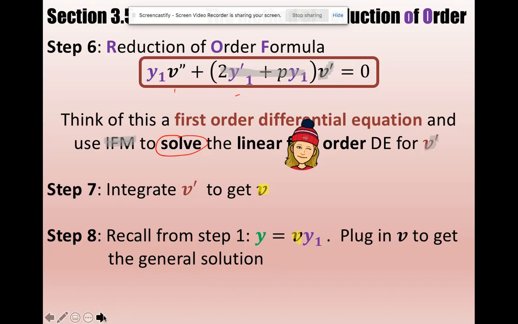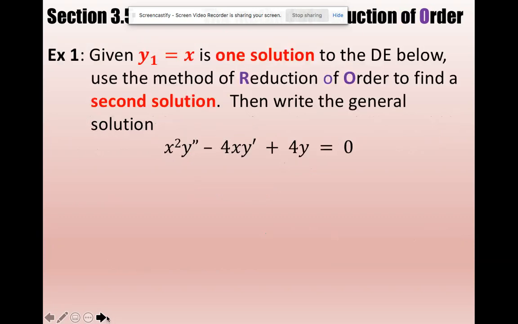Let's try one. All right, so keep these steps in mind. Given a solution, here is one solution to this differential equation. You could check it, couldn't you? The second derivative of x is 0, right? So x squared times 0 minus 4x times the first derivative of x, which is 1, plus 4 times y, which is x. Is that equal to 0? 0 minus 4x plus 4x, yep, it is. So x is one solution to this differential equation.